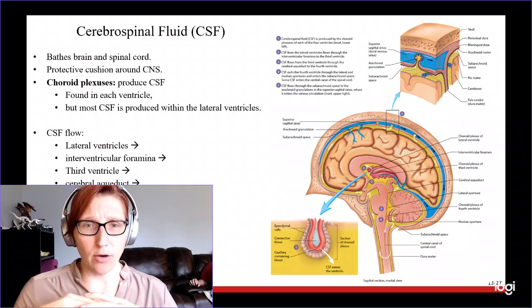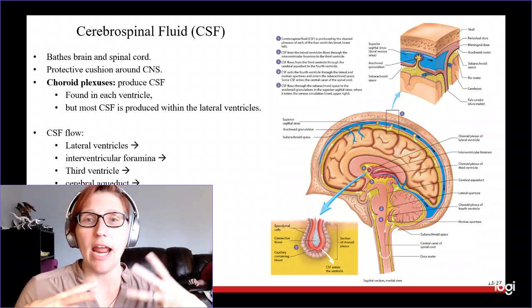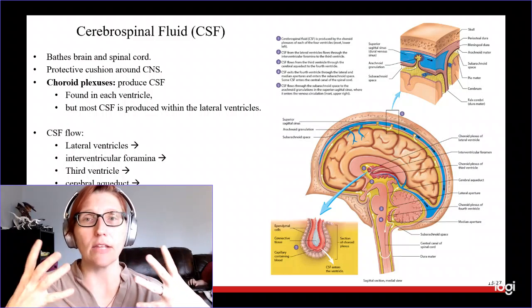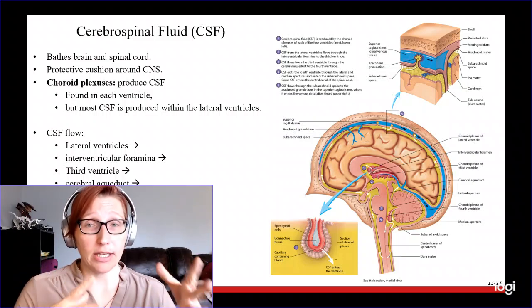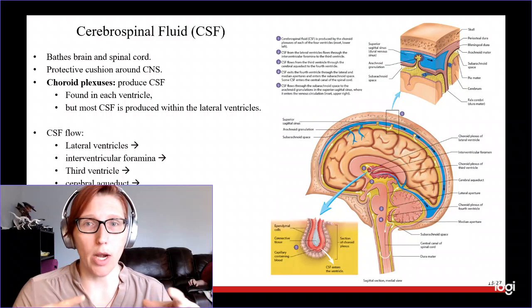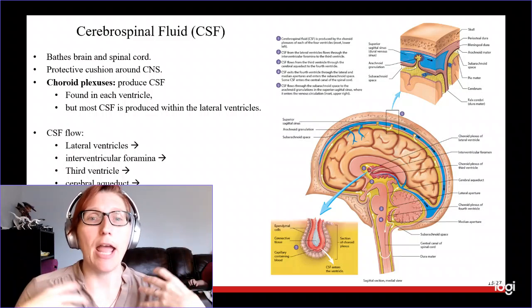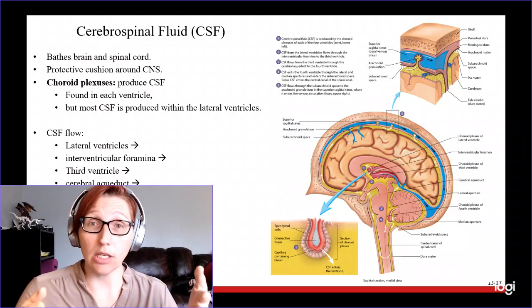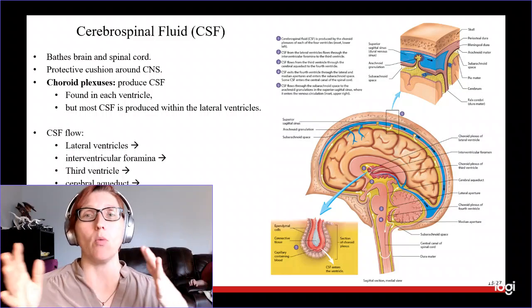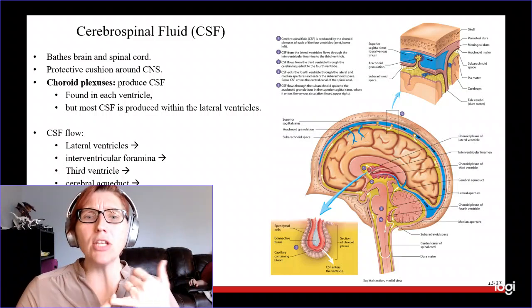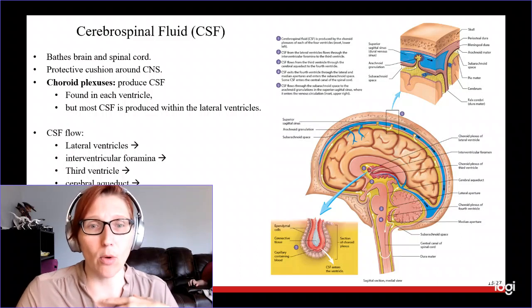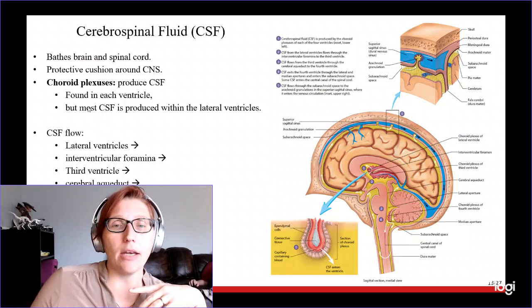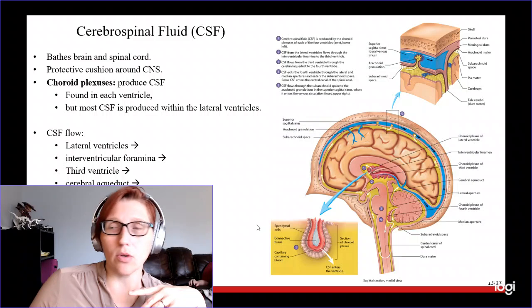All right, cerebrospinal fluid bathes the brain and the spinal cord in this fluid that serves kind of like serous fluid that we discussed weeks ago, about it being there for cushioning and protection. That is one of the functions of cerebrospinal fluid. There's more than that, but we'll get into that. So make sure you know that the choroid plexus produces the cerebrospinal fluid, and that it is produced or found inside of each ventricle.